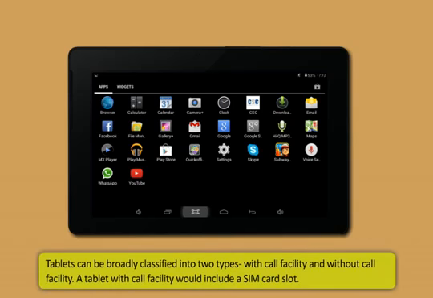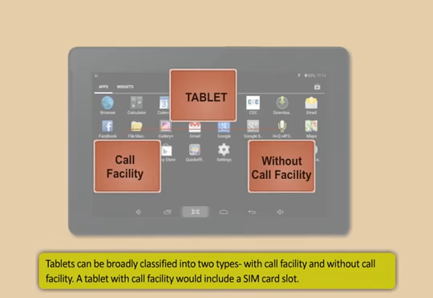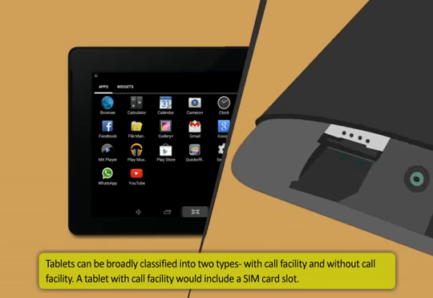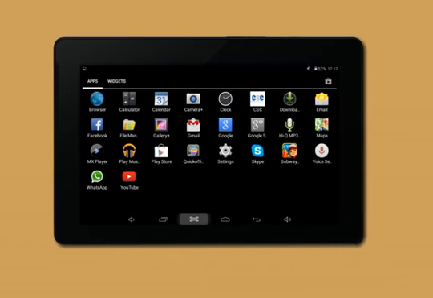Tablets can be broadly classified into two types, with call facility and without call facility. A tablet with call facility would include a SIM card slot. You will need a SIM card and a connection to a mobile network to make and receive calls and send and receive text messages. A tablet without call facility will not have a SIM card slot, though all the other features would be similar to a tablet with call facility. You would still be able to make calls through internet.